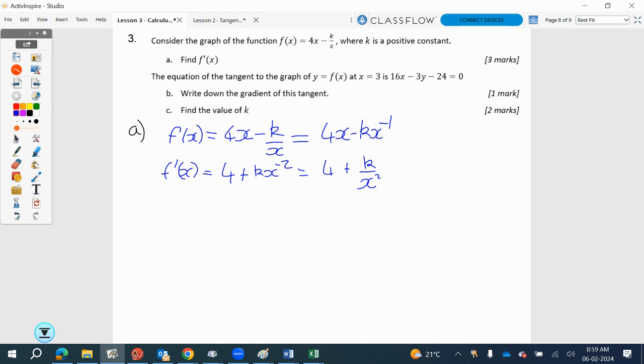When you move a term from the denominator to the numerator or backwards, you just change the sign of the exponent; it stays the same other than that. So we get our derivative. So B, what are we doing next? We need to find the equation of the tangent at x equal to 3, which is given here. Write down the gradient of this tangent.